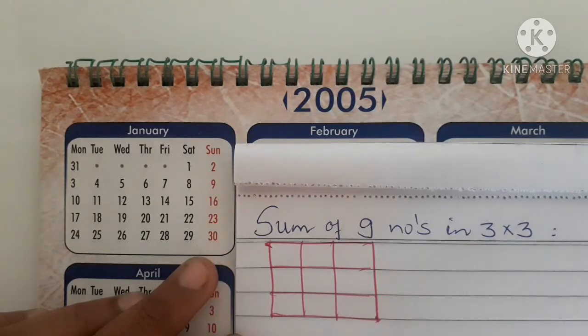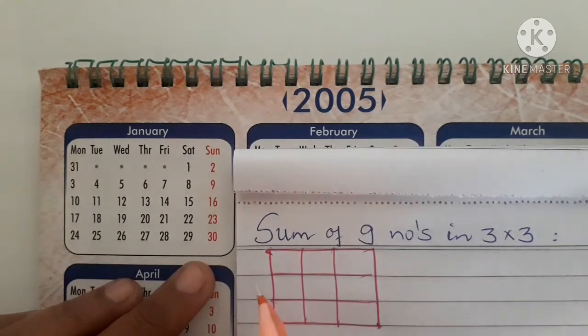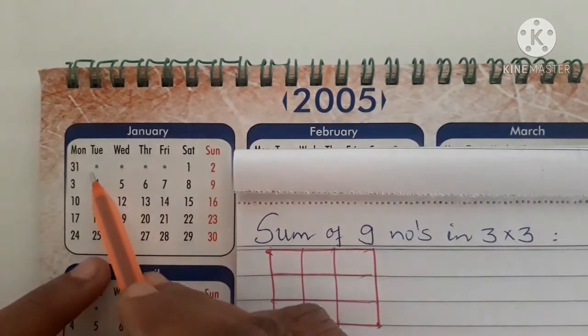Now let us see the sum of 9 numbers in a 3 by 3 square. Well, you can surprise your friend by telling the sum of these 9 numbers within seconds. So now be ready for how to do it. Let's say I have selected a square, this one.